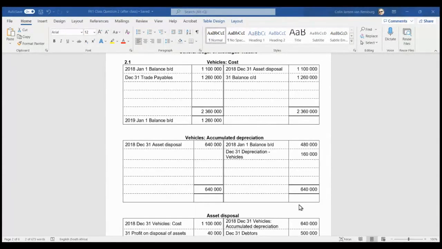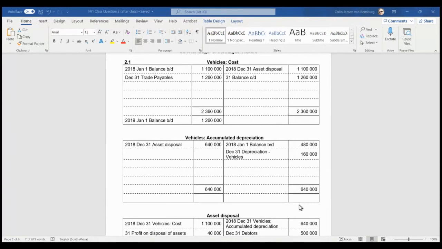So if you have taken the cost and the accumulated depreciation on that asset that you are disposing of to the asset disposal account, there you go, CBC, thank you. Then if you've taken both those balances to the asset disposal account, it means that at that point in time, the balance on the asset disposal account represents the carrying amount, right?